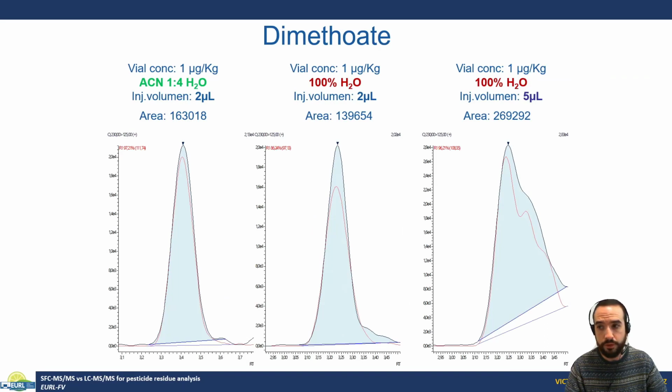Regarding injection volume, we inject 2 microliters in SFC because the system provides us enough sensitivity to reach our limits of quantification. However, higher volumes can be injected. But it's necessary to take into account that if the vial solvent is quite different compared to the mobile phase, like 100% water, it can produce a decrease in the quality of our chromatographic peaks for some compounds.